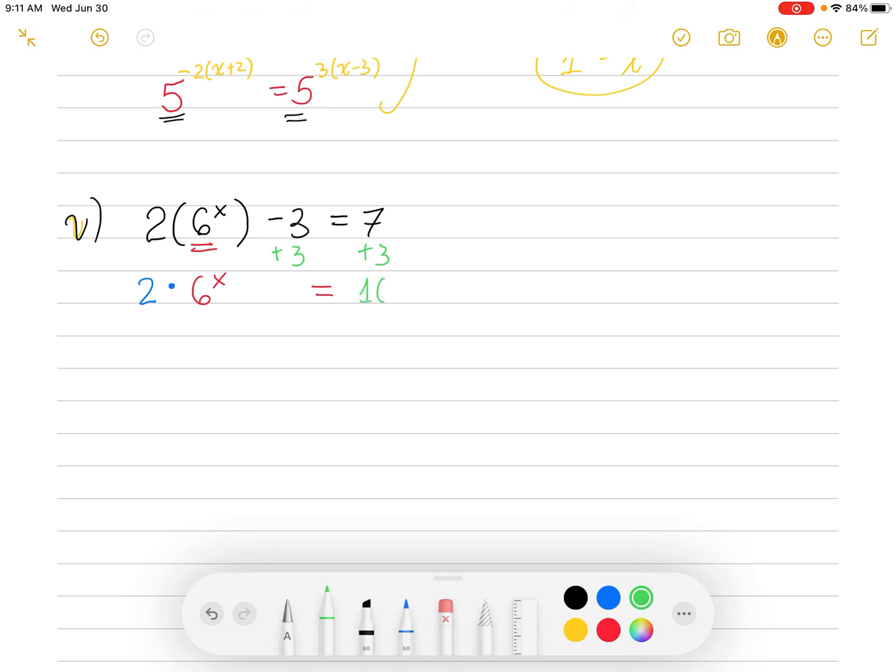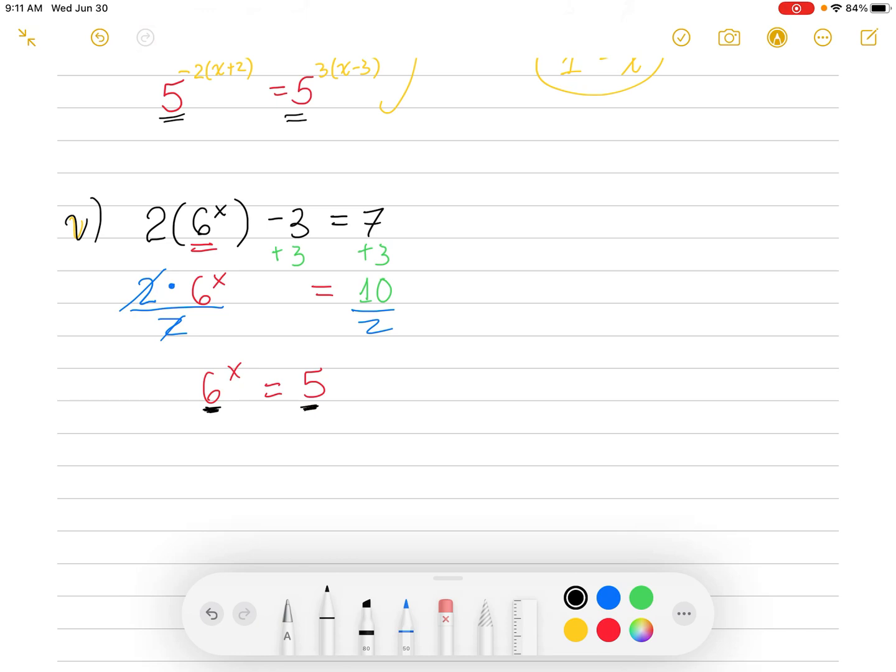So I'm going to have 2 times 6 to the x, some people write it this way. Then we have equals. Here the negative 3 and the positive 3 cancel on the left, and on the right we have 7 plus 3 is 10. Okay, and then you want to get rid of this multiplication by 2 here, so we're going to divide both sides by this 2.